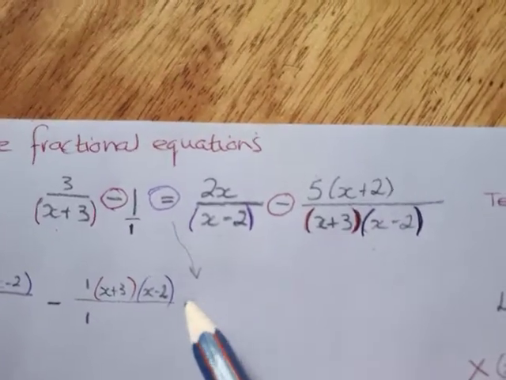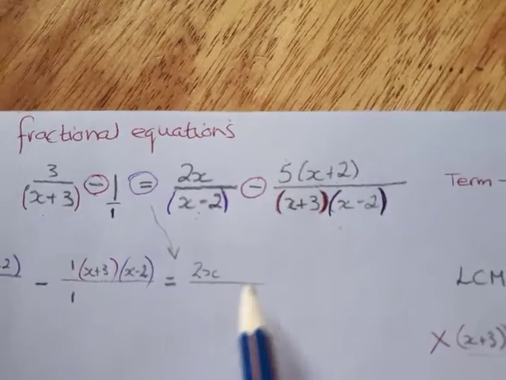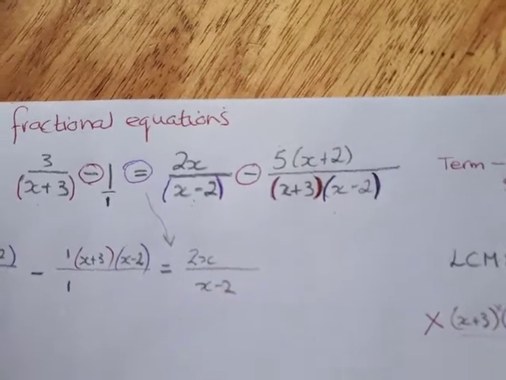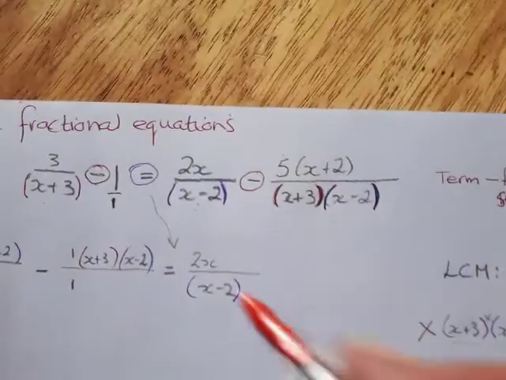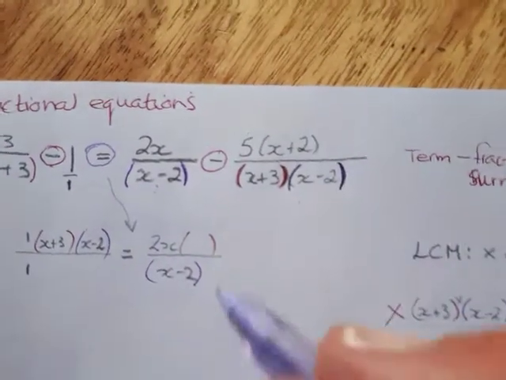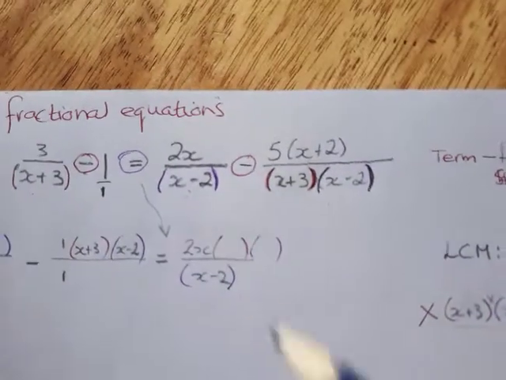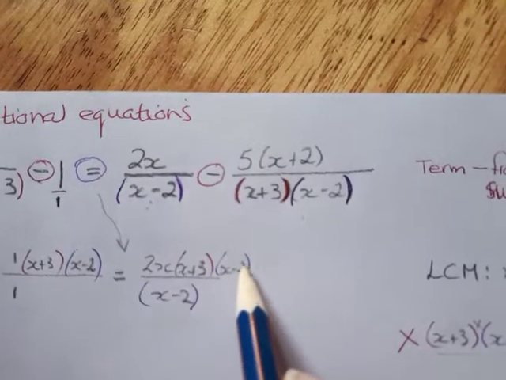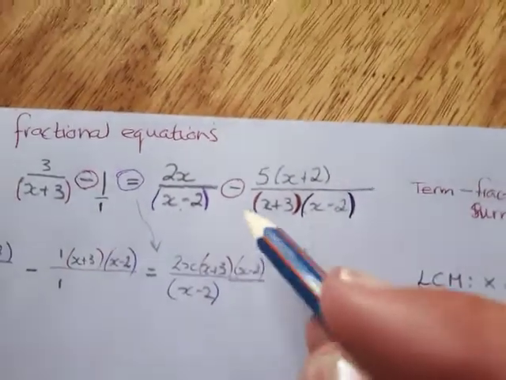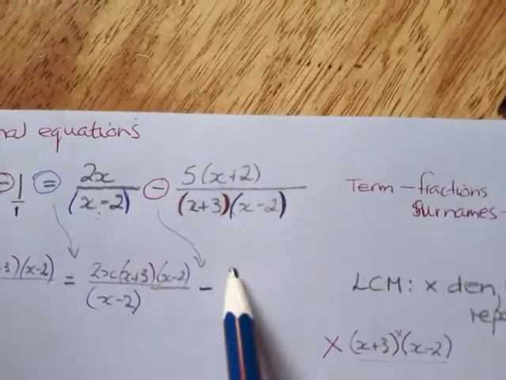Then comes the equal sign. Use your next term, which is 2x over x minus 2, which is the purple bracket. That you must multiply by the lowest common multiple. So we're going to multiply by the red bracket and then by the purple bracket. The red bracket is x plus 3, and the purple bracket is x minus 2, and lengthen your line. Then comes the minus. Okay, rewrite what you have.